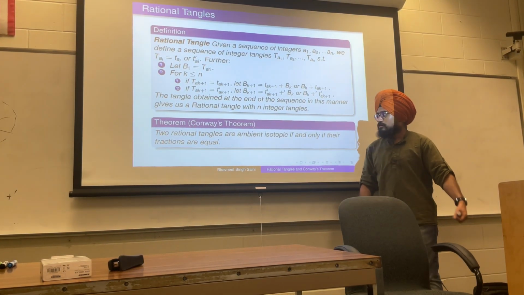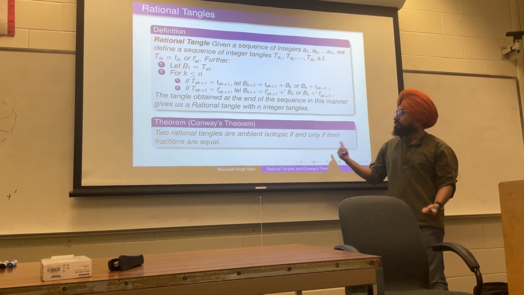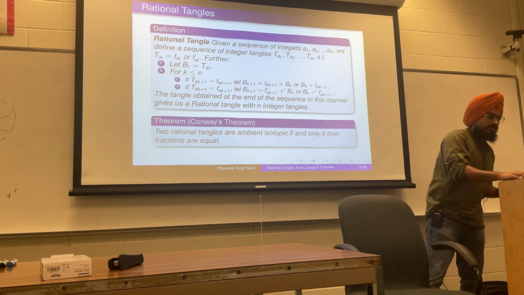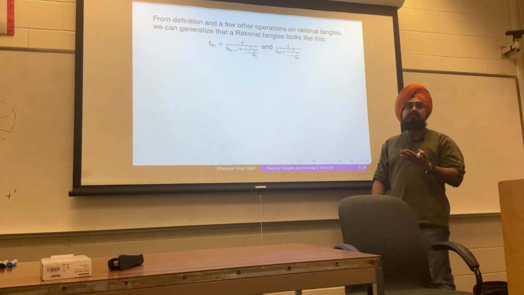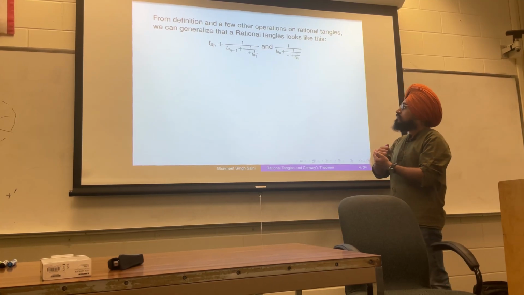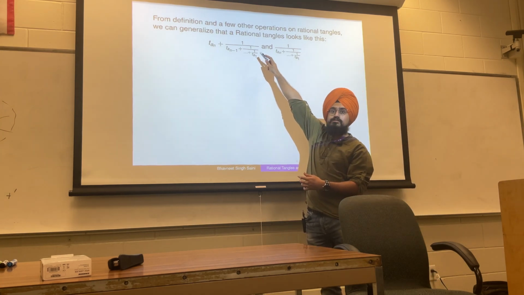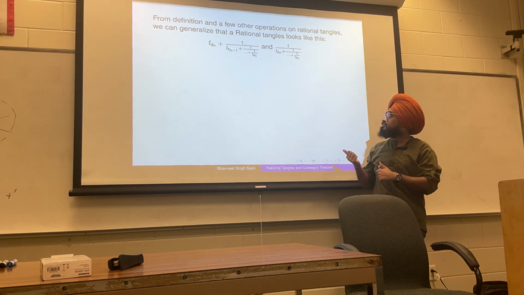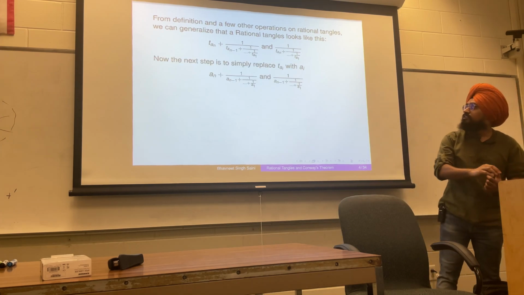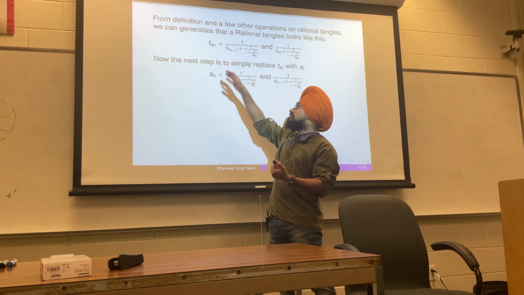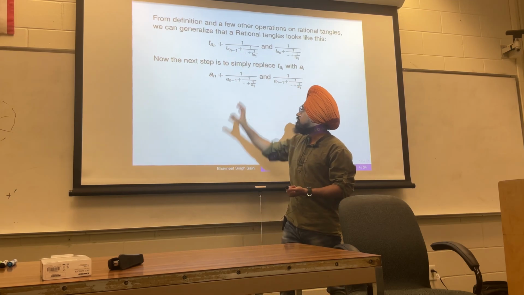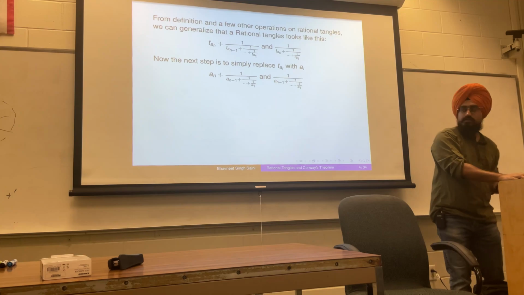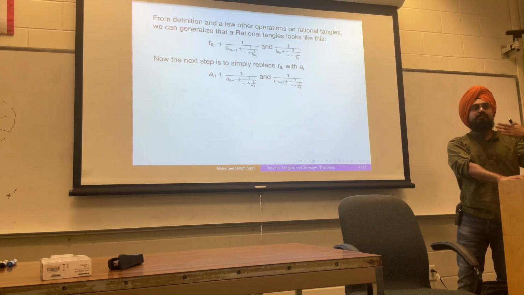Then Conway gave a theorem that two rational tangles are ambient isotopic if and only if their fractions are equal. So recall that last time we associated a fraction to each of the rational tangles. From the definition of the rational tangles and some operations that we defined on it the last time, we found that every rational tangle can either be represented like this or this, where tan minus 1, so on up till ta1, these are all the integer tangles, horizontal integer tangles. So the next step was to just remove tan and just write an, an integer here. So this is a continued fraction form which gives us a fraction associated with a particular rational tangle. So using that, we associate with each tangle a fraction.